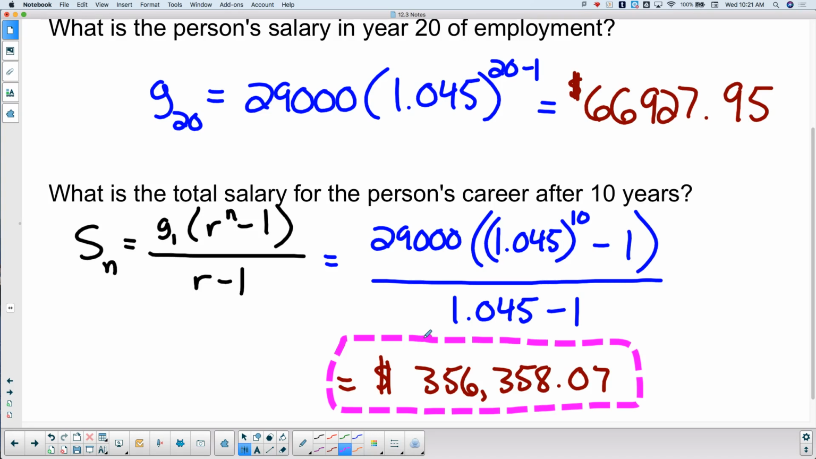What do you got, Russ? I just said and 7 cents. And 7 cents, yep. And that's important because it's a money problem. So we would round to 2 there.